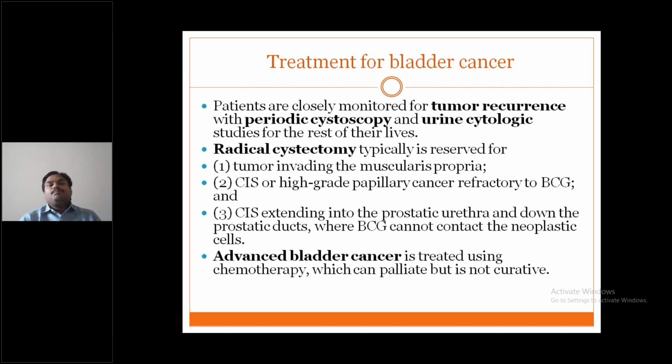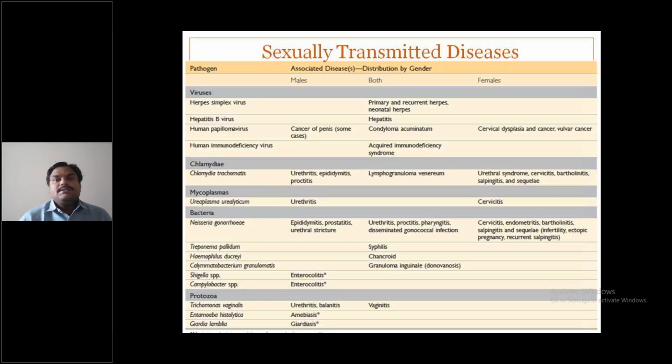This is how the treatment for bladder cancer is planned. Suppose the tumor invades the muscularis propria, then radical cystectomy is the treatment of choice. And this you have to remember. So that's all about the urinary bladder.